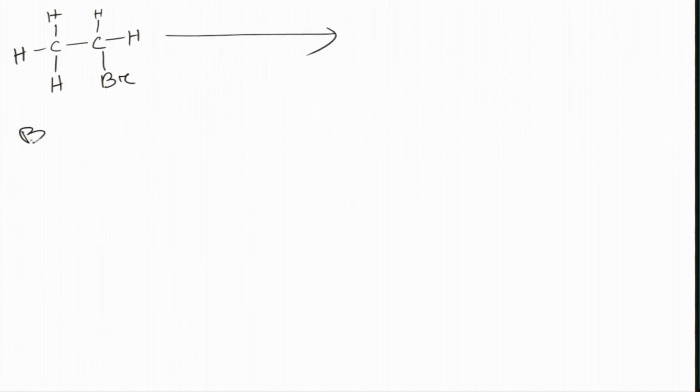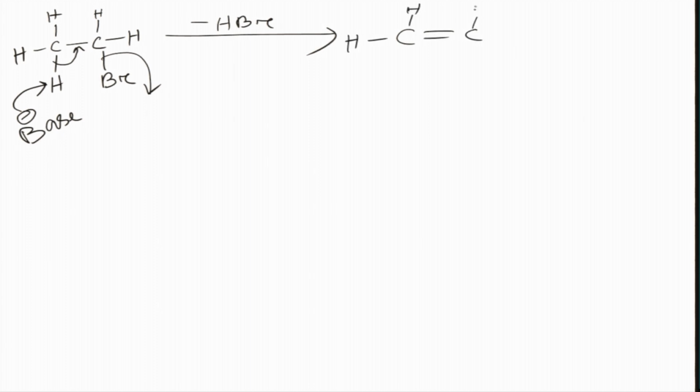So, how does E2 reaction occur? So, let us say, now, there will be a base. This base will abstract this proton, this bond will break and a double bond will be formed and the leaving group will leave. So, let us say leaving group leaves as HBr and a double bond is formed between the carbons. This is the E2 reaction.